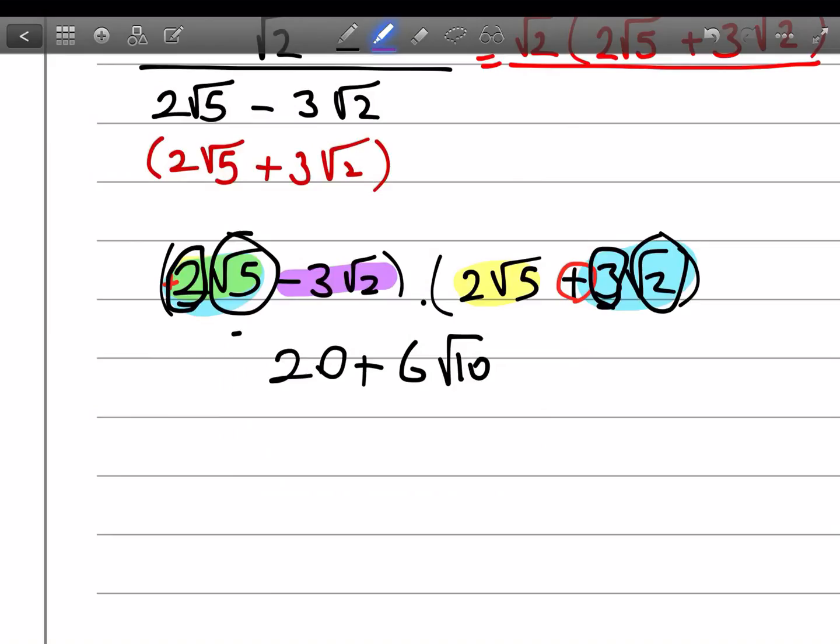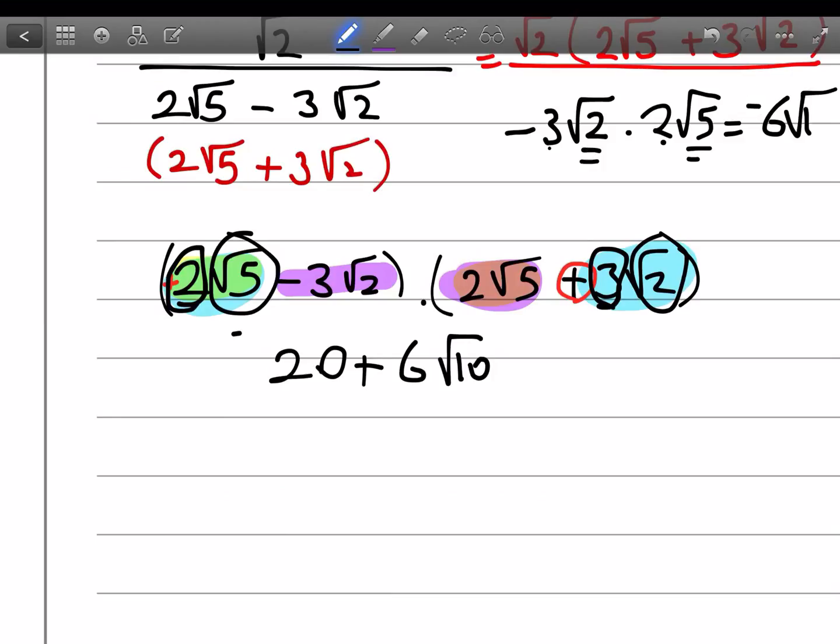We finish the first part, and we continue with the second term times the first term. It means minus 3 times root 2 times 2 times root 5. That will give us 3 times 2 is 6. Also we have to write the sign. Root 2 times root 5 is root 10. And we can write here minus 6 times root 10.